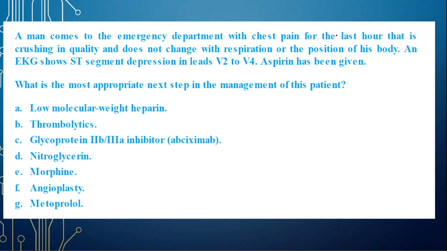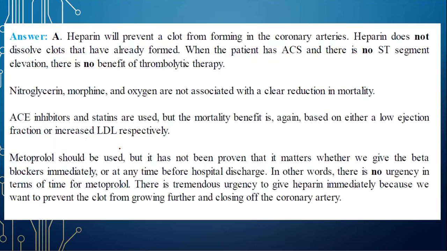Next question: a man comes to the ED with chest pain for the last 1 hour that is crushing and doesn't change with respiration. ECG shows ST segment depression in leads V2 to V4. Aspirin has been given. What is the most appropriate next step in the management of this patient? The next appropriate step would be checking the troponin level, but that's not in the options. So what you can choose here for this patient is low molecular weight heparin.